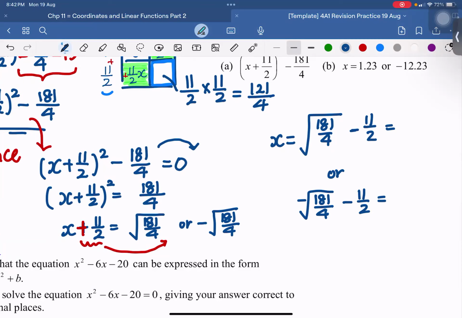Then you key your answers. Make sure when you key your calculator, you must put the cursor, the blinking one, not minus 11 over 2 over here, but put it outside the square root symbol. So make sure you press the arrow button to make it go out.